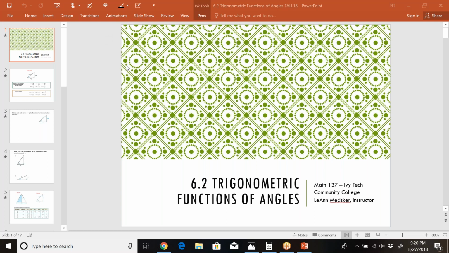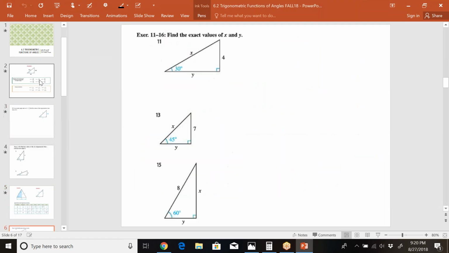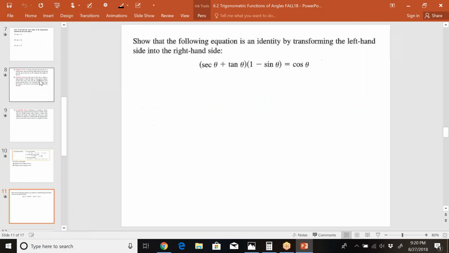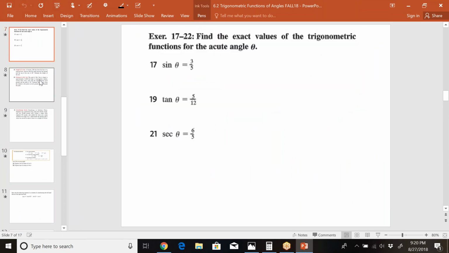All right, this is the 6.2 trigonometric functions of angles continuation video. We went through most of the topics today in class and finished those up, but we skipped a couple examples that were similar, so I'm going to work through those on this video. So for the first one we need to do, I'm going to scroll down to this slide right here.